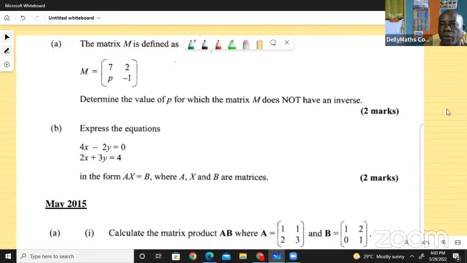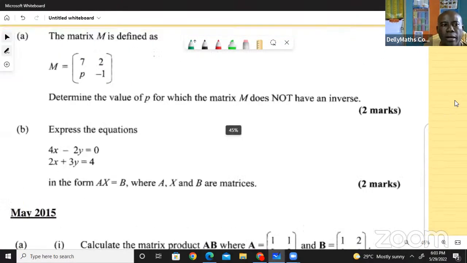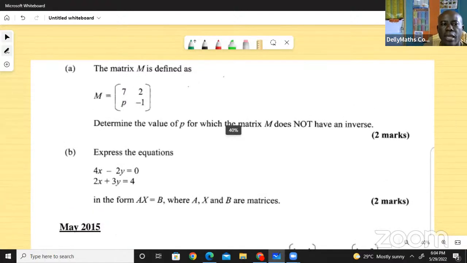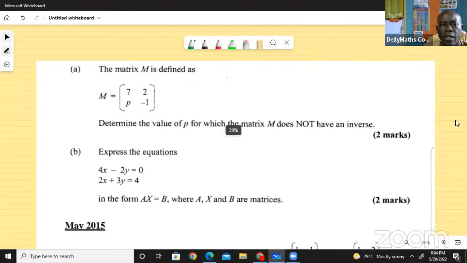Today we're looking at some Paper 2 questions. All right, let's go. The matrix M is defined as M equals [7, 2; P, -1]. Determine the value of P for which the matrix M does not have an inverse.